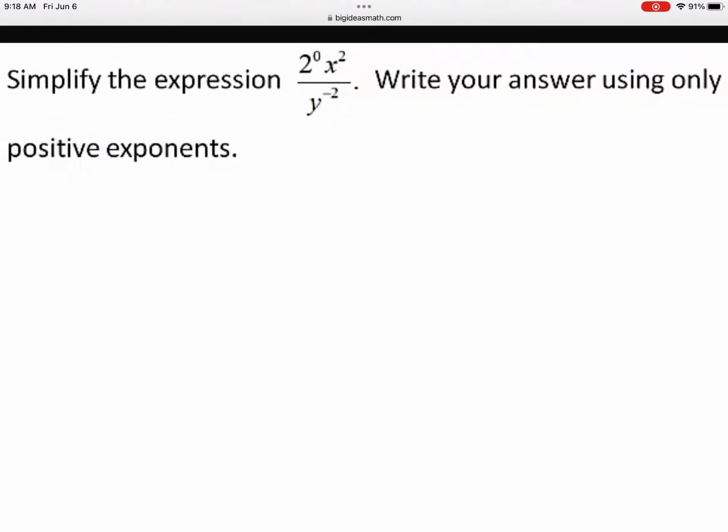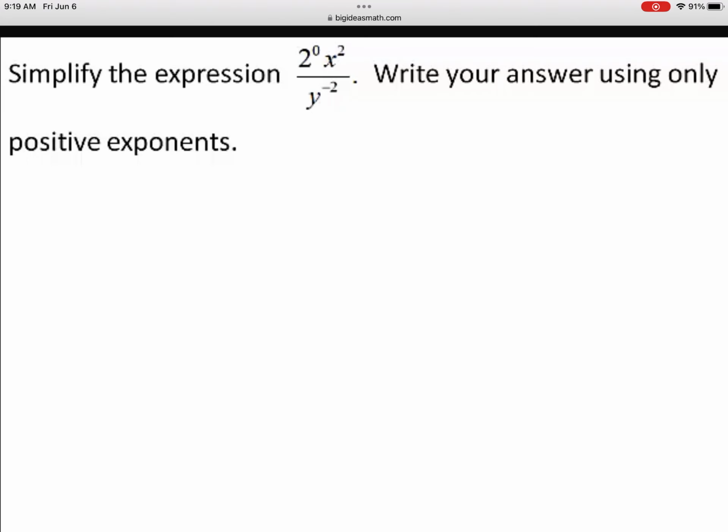Simplify the expression 2 to the 0th power times x to the 2nd power divided by y to the -2nd power. Write your answer using only positive exponents. By the definition of a zero exponent, 2 to the 0th power equals 1. So 2 to the 0th power times x to the 2nd power divided by y to the -2nd power equals x to the 2nd power divided by y to the -2nd power.